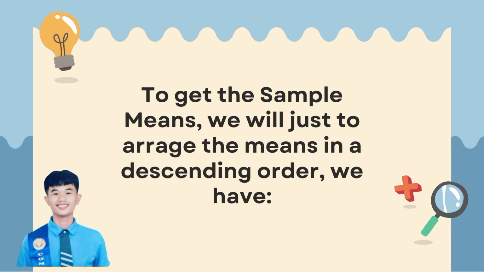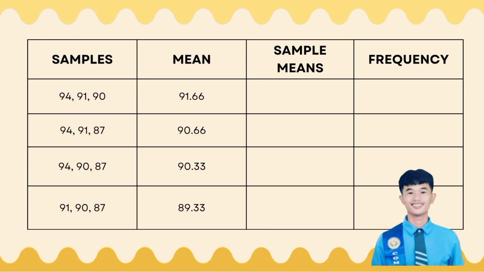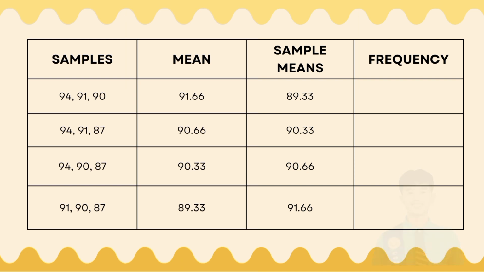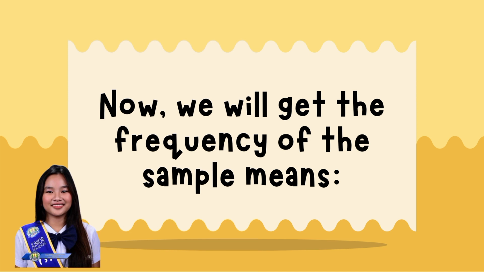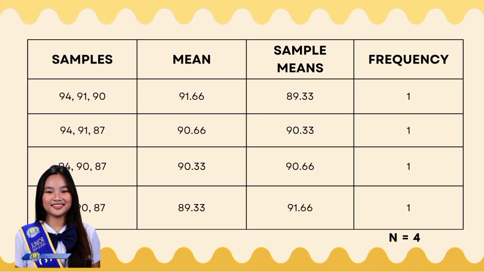To get the sample means, we will just arrange the means in the descending order. We have 89.33, 90.33, 90.66, and 91.66. Now, we will get the frequency of the sample means. For 89.33 we have 1, for 90.33 we have 1, for 90.66 we also have 1, and for 91.66 we have 1 again, and total of n equals 4.